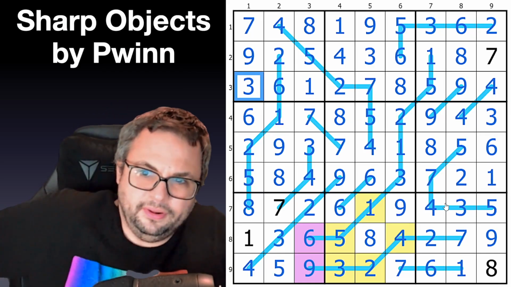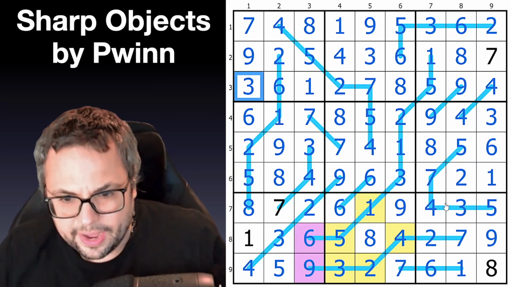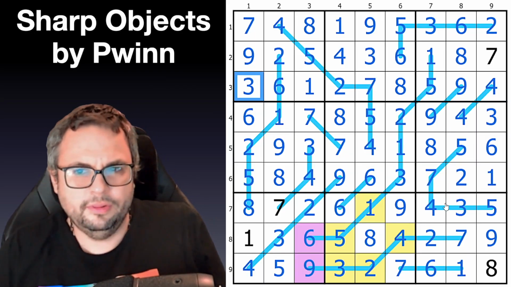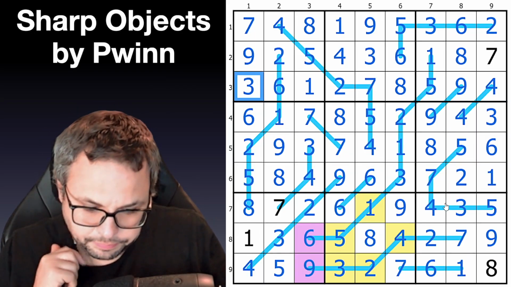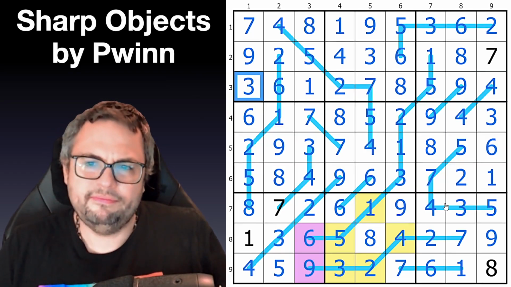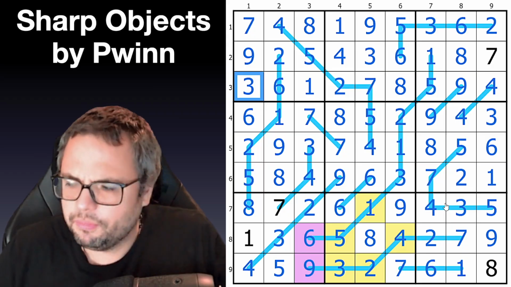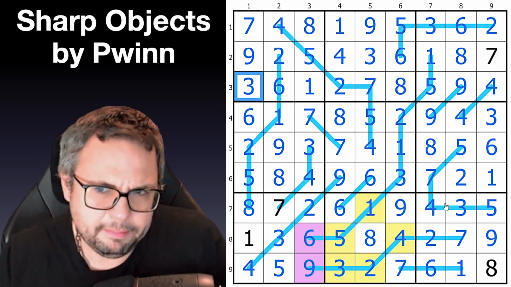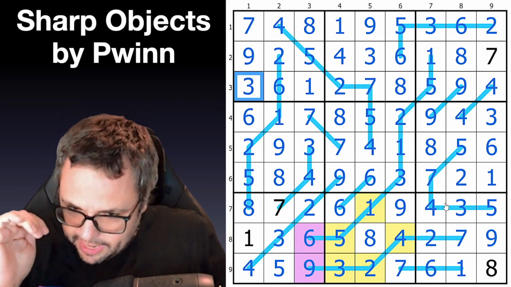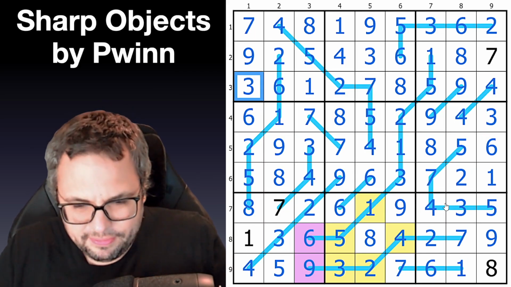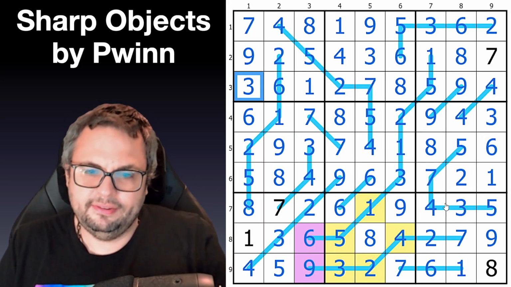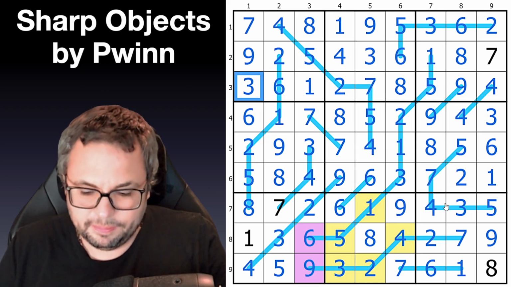Very lovely puzzle there from Pwinn. I hope you enjoyed that. I hope you learned something. This is one of my favorite constraints, I will say. Nothing can be a Renbon, but right below Renbon, we've got region sumlines as being a really nice constraint. So very nice puzzle there by Pwinn.